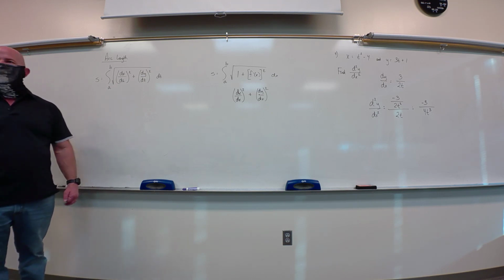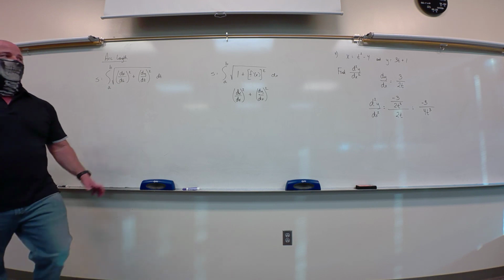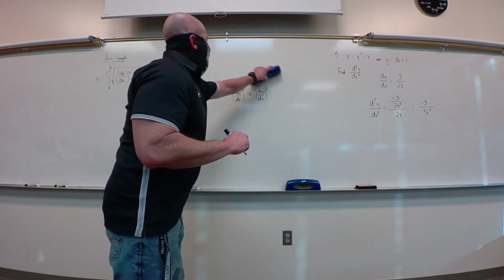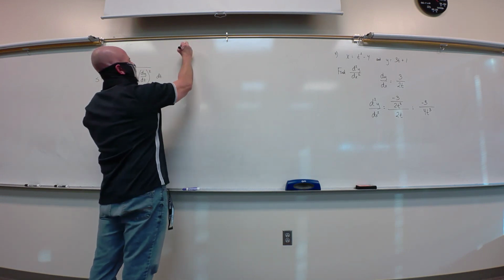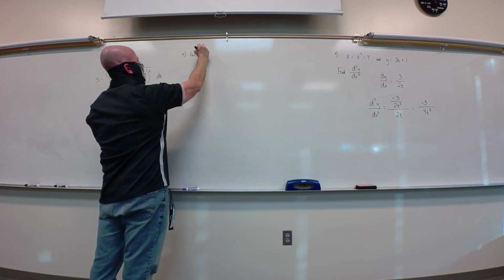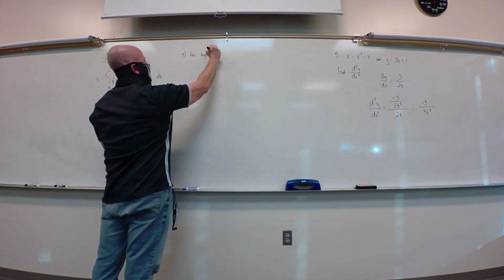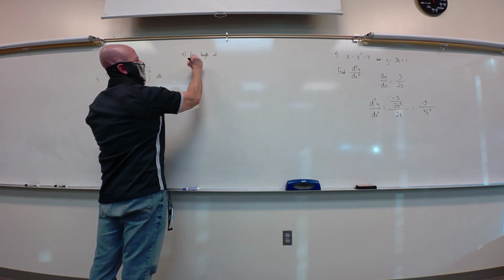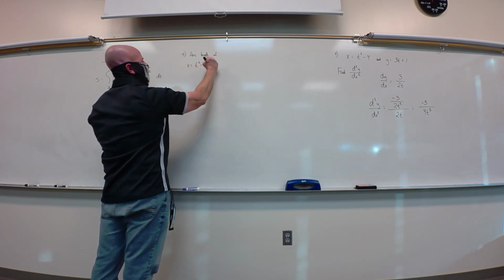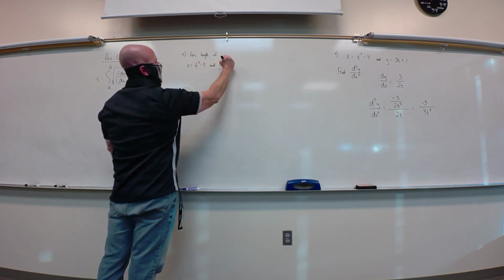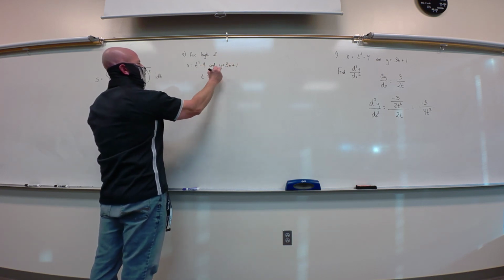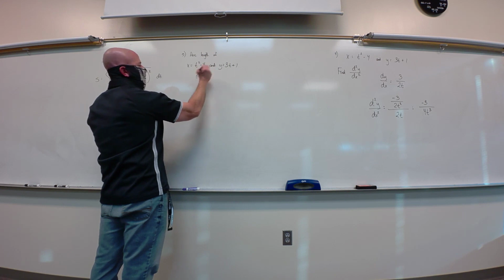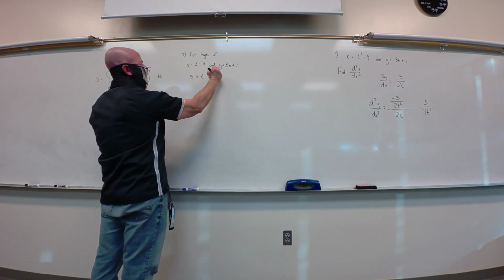So I'm in that parametric piece. I'm just going to rewrite number 4 here. So let's go number 5. Arc length of x equals t squared minus 4 and y equals 3t plus 1 when t is between, I don't know, we'll go 3 and 7.